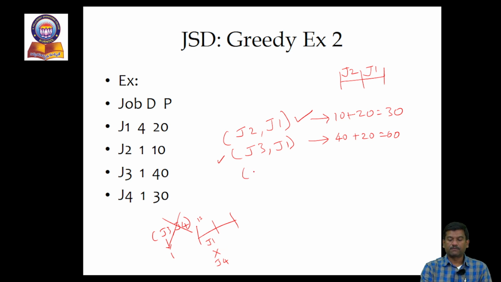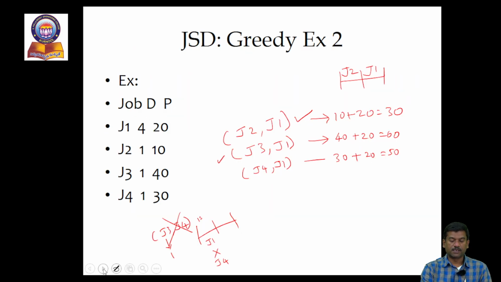So take another kind of possible set, like if you take J4 and the next one, that is J1. So J4 can be completed within your first 1 second, and then J1 can be completed in your next 1 second. So what is the total profit? That is profit is 30 of job 4 plus job 1's profit, that is 20. So 30 plus 20, that will be equal to 50. So this is how we can solve the problem of job sequencing with deadlines.